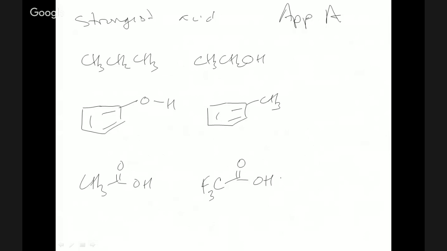Then what you should do is draw the conjugates of all of these. What happens when you deprotonate each one of these? I'll circle that one of these H's is the acidic one. But otherwise, one of those H's, that H, that H, that H. And then draw the conjugates. I'll give you some more to draw the conjugates.